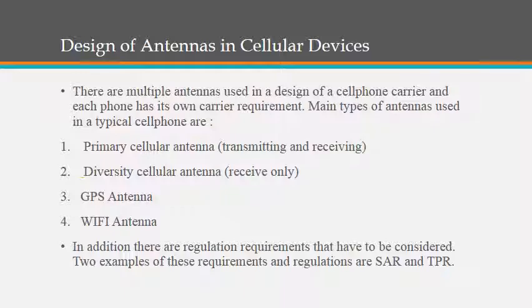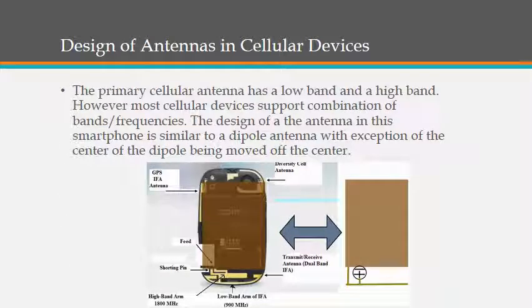And the second one is a diversity cellular antenna for receiving only, a GPS antenna to connect to the satellite, and also a Wi-Fi antenna. There is also another sort of antenna that's only used for connecting with other cell phones in a close range, which some phones have and some phones don't. Now, the primary cellular antenna has a low band and a high band, right?